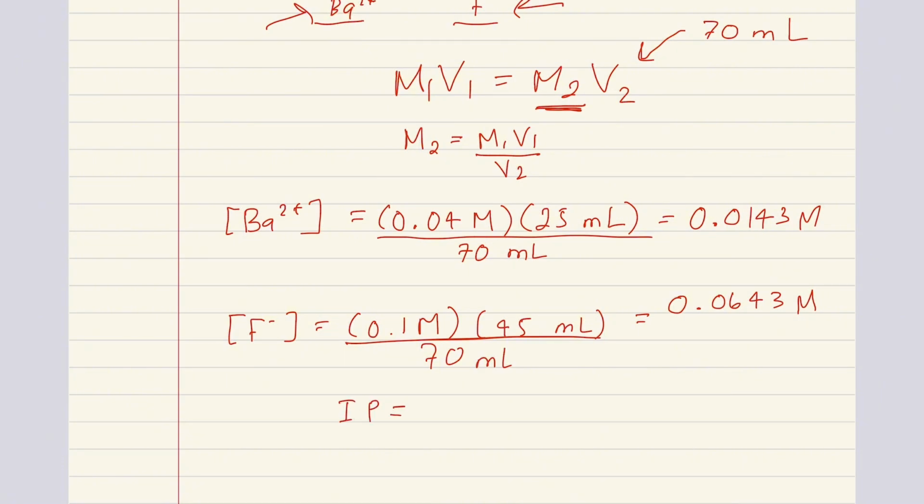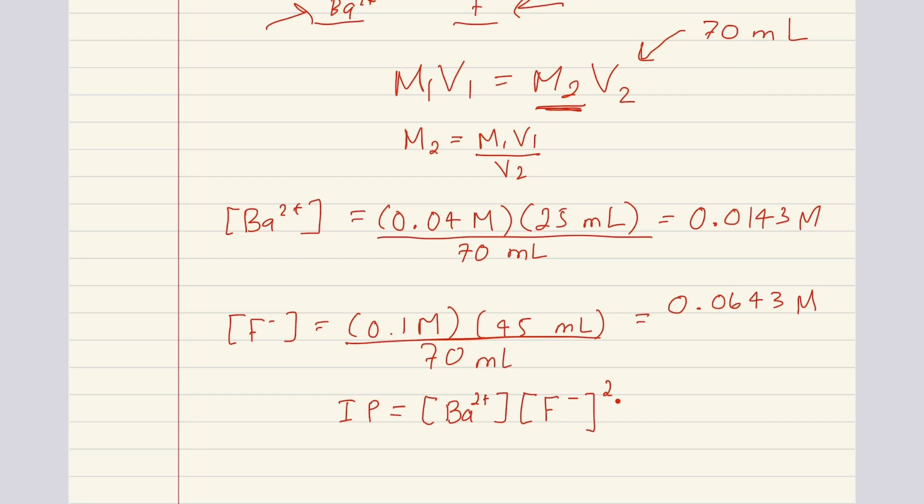Now that we have this information, we can start to think how we're going to calculate the ion product. The ion product is going to be the concentration of our ions raised to their respective stoichiometric coefficients. Notice that when we're forming barium fluoride, for one barium cation, we have two fluoride anions. So our ion product is going to be the concentration of our barium cations multiplied by the concentration of our fluoride anions raised to the power 2.